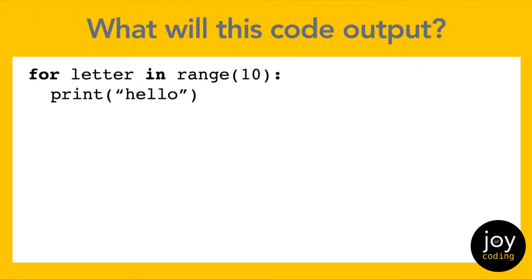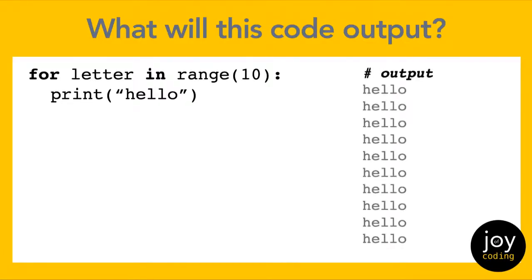For letter in range(10), print hello. Do you think you have it? If you said the output will be hello 10 times, you are correct. Why?